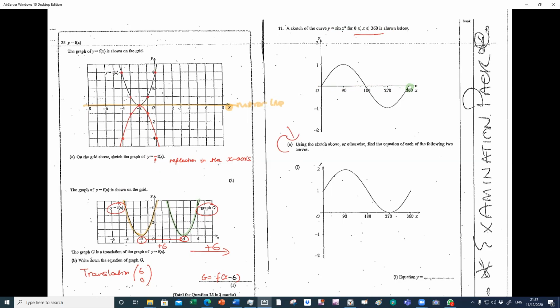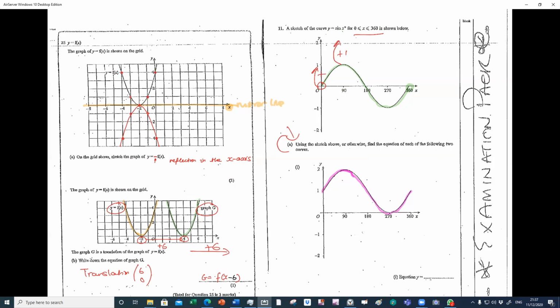Using the sketch above or otherwise, find the equation of each of the following two curves. Beautiful. So this was the original function, and that original function became this function. They're asking what did they do to the green one to turn it into the pink one? They moved it up. Moved up by what? 1.